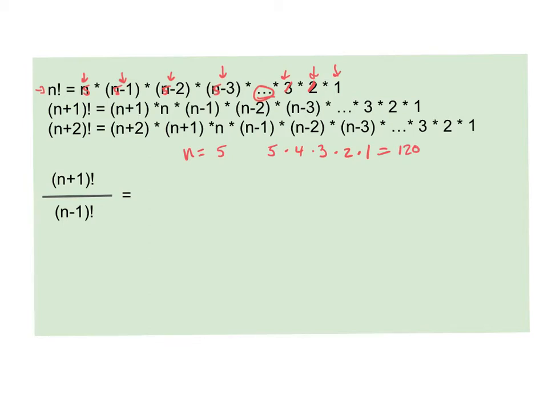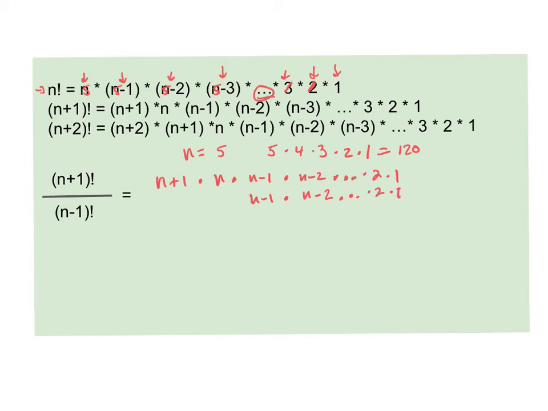Now, what if we don't actually have a value for n? We just kind of want to do this for a general case. Well, at the top we have n plus 1 factorial. Well, n plus 1 factorial is just going to be looking like this. Instead of starting at n, I'm going to start at 1 more than n, times n, because that's taking 1 away just like I did before, times n minus 1 times n minus 2, and then so on until we get to times 2 times 1. On the bottom, notice I'm starting at n minus 1. So I have n minus 1 times n minus 2 times whatever we have here until we get to times 2 times 1.